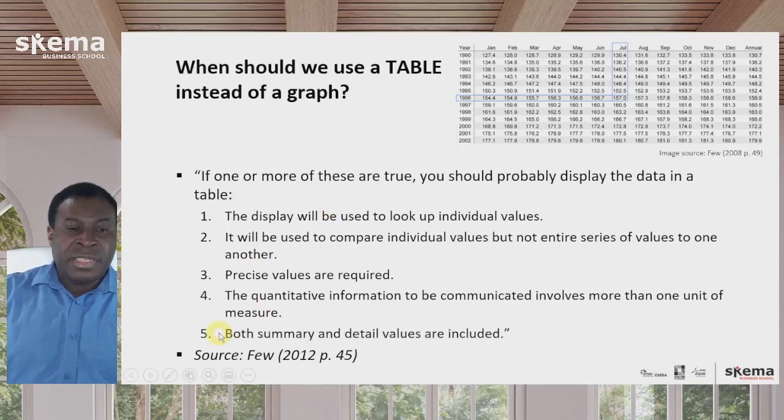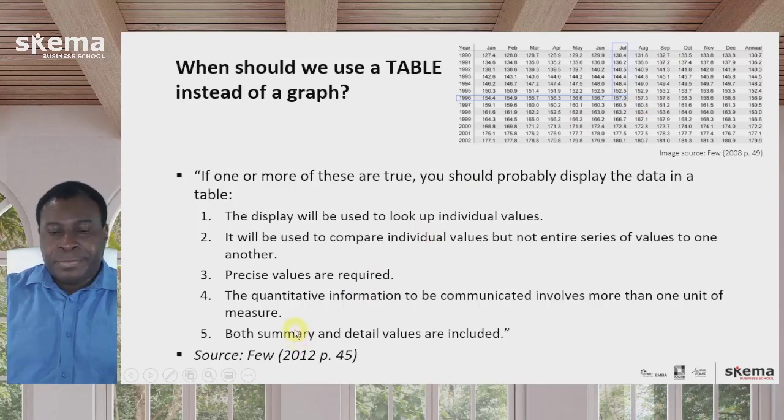And the final point is that you want to include both the summary and the detailed values. So in this example, you have the monthly sales for various years, and you also have the summary here, the total and annual average sales, and you're showing both individuals and the summaries. In that kind of situation, tables are usually more effective than graphs.